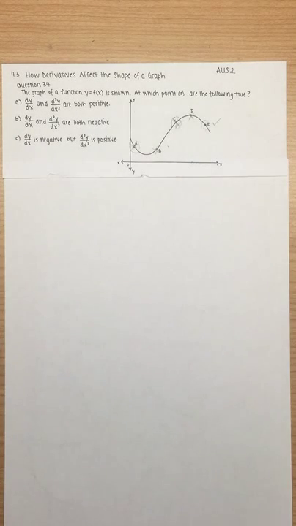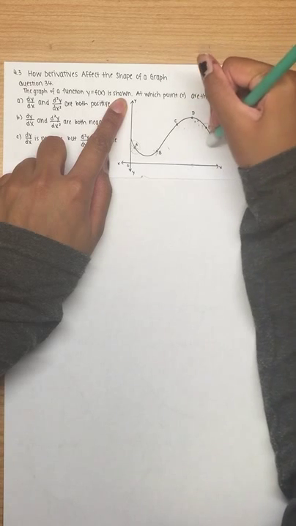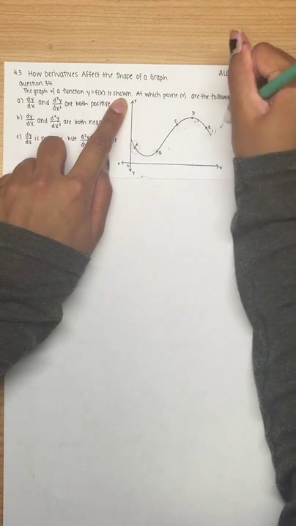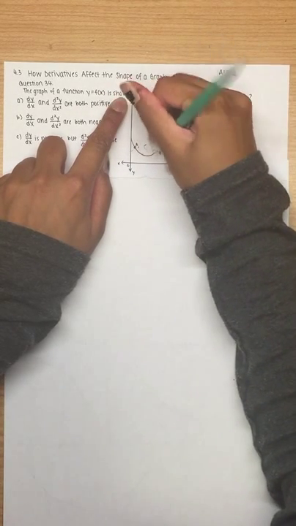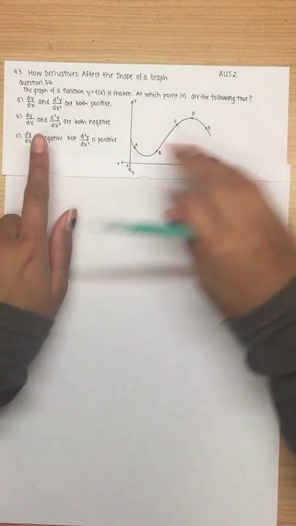Hello. So we're going to be doing a question from section 4.3, how derivatives affect the shape of a graph. So we're going to look at question 34. The graph of the function y equals f of x is shown. At which points are the following true?